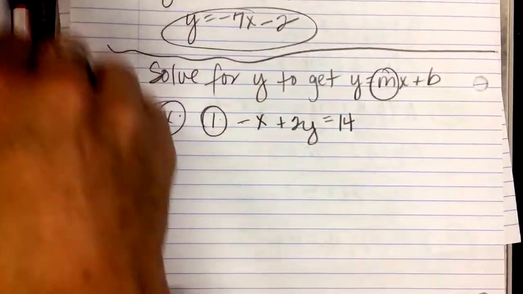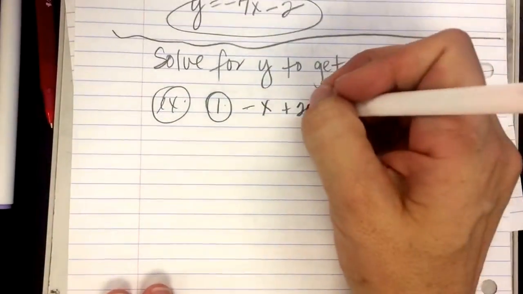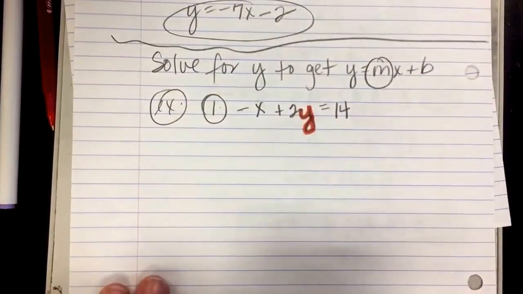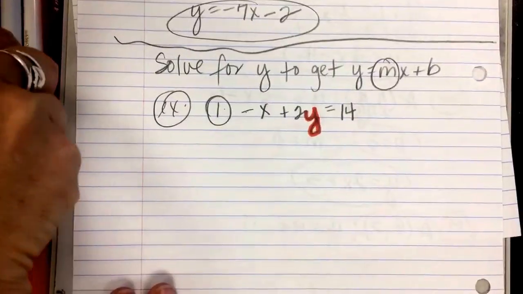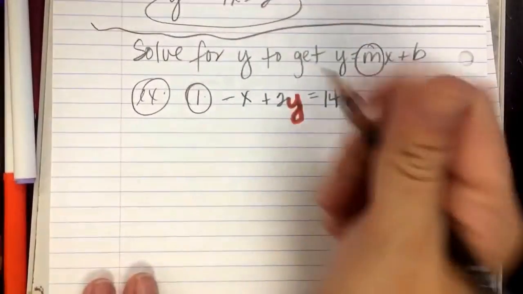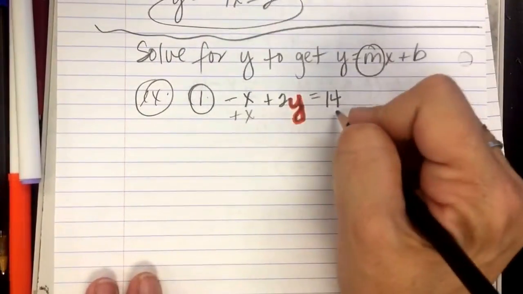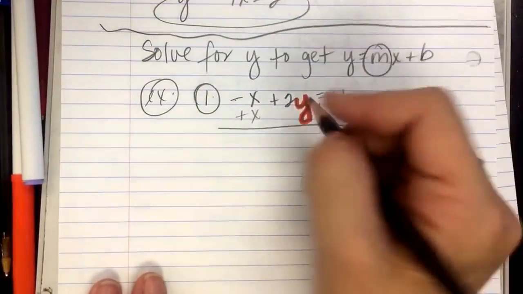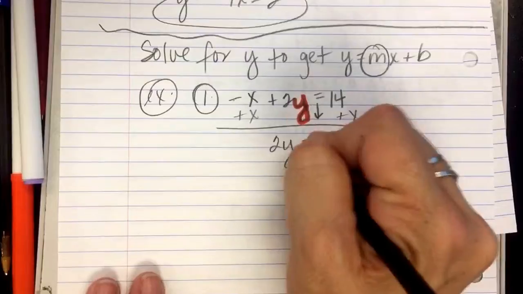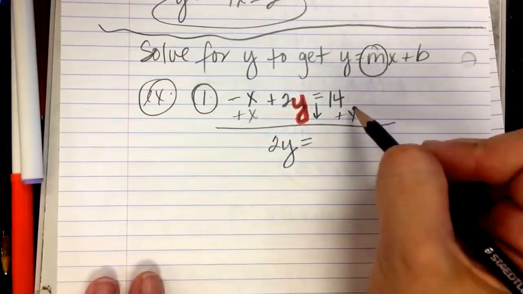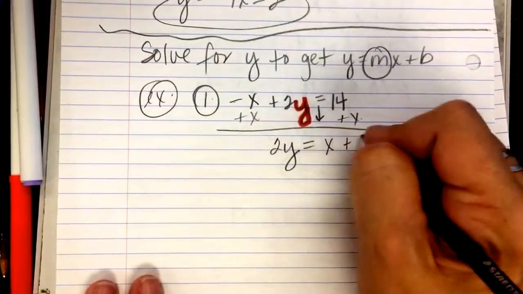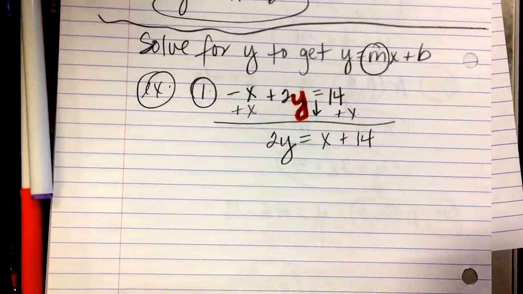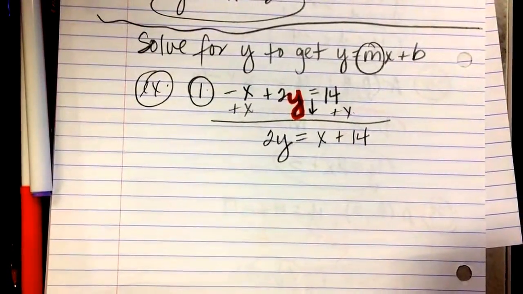So I've got to get my y all by itself, undo everything around there, so the x and the y-intercept are on the right. The first thing I'm going to do is add x to get x out of there. Now, once x is gone from the left, I'm at 2y equals, and I'm getting close. I've got an x and 14 to put together. They're not like terms, so I just have to write it that way. I don't have the slope yet.